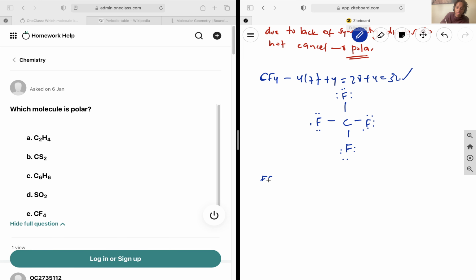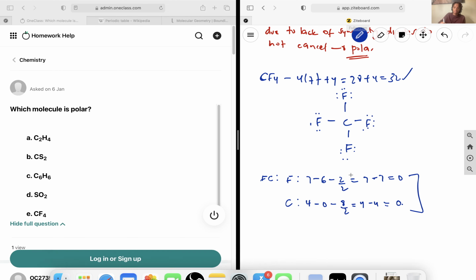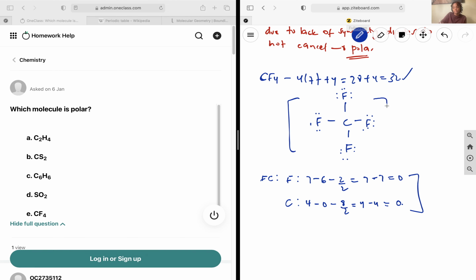Let's double check our formal charges. On each of the fluorines, we're going to get 7 minus 6 minus 2 over 2. That's just 7 minus 7, giving us 0. On the carbon, we are going to get 4 minus 0 minus 8 over 2, which is just 4 minus 4. Again, giving us 0. This is exactly what we expected, a net formal charge of 0. So this is our Lewis structure.